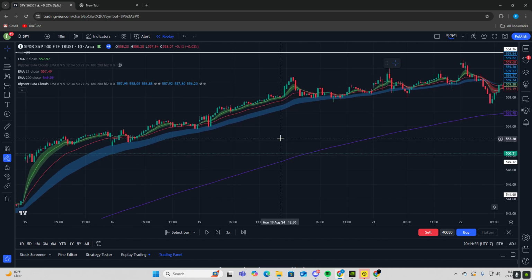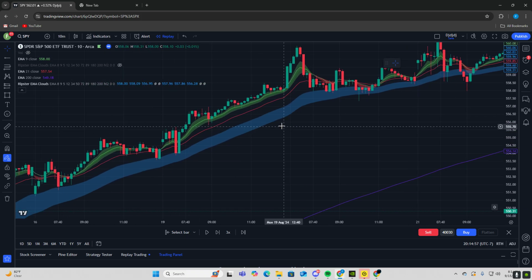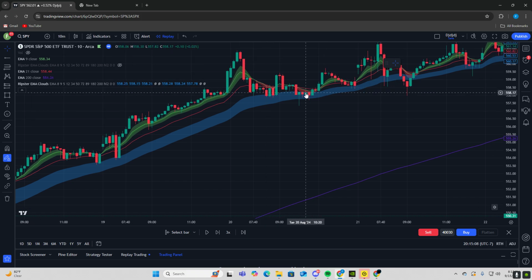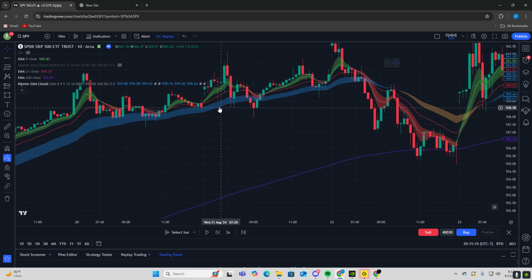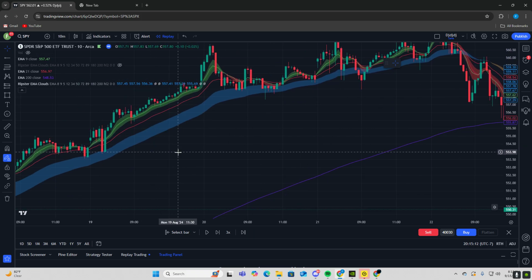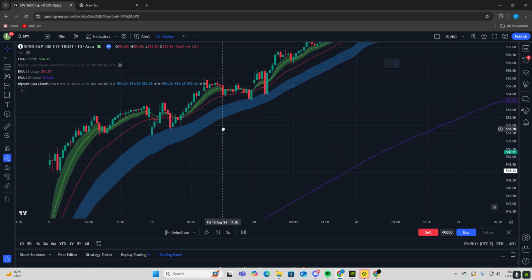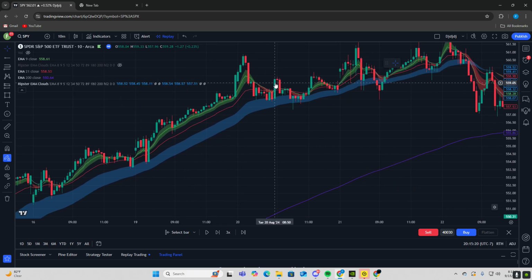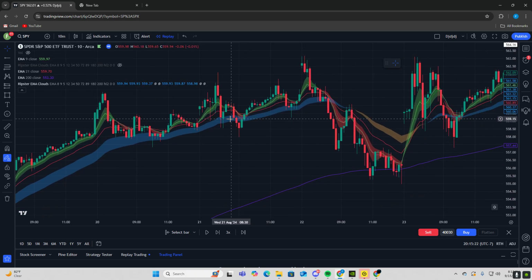Right here we have the cloud being weak, weak, weak, and then it starts getting bigger and bigger. That means it's strong. But once it starts getting weak and turning red, then that's when you're on a downtrend. And the blue is like the daddy. It's the bounce right here. We bounce on our blue cloud again, bounce on our blue cloud, bounce, bounce, bounce.